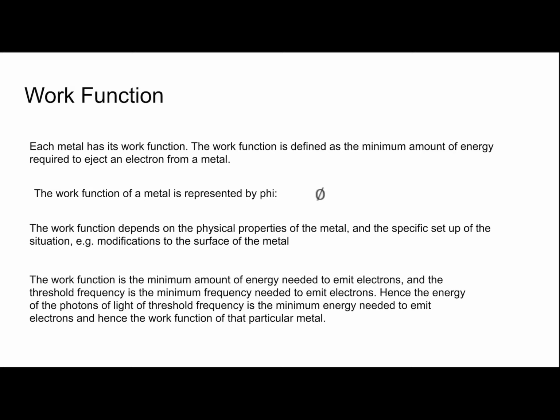So therefore, we can come up with a formula for the work function of a metal, and that will simply be: the work function is equal to Planck's constant times the threshold frequency. That's because the threshold frequency is the minimum frequency needed to eject electrons, and that corresponds to the minimum amount of energy needed to eject electrons, which is the work function of that metal.